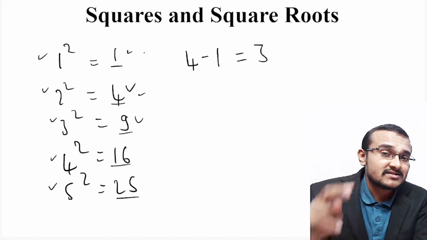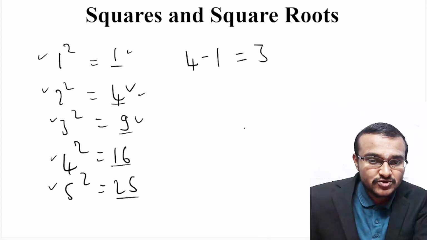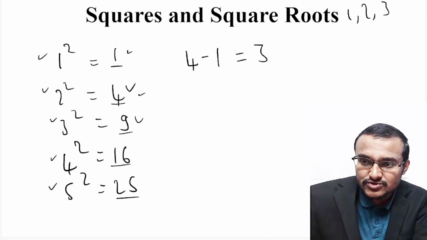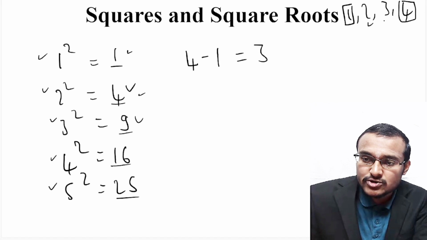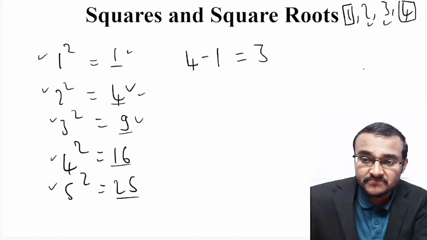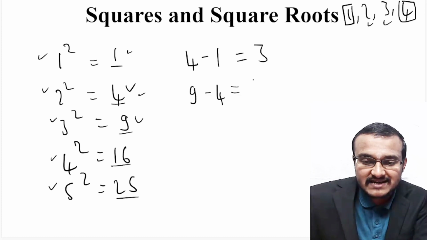So there are 2 and 3 in between these two perfect squares. You can easily see 1, 2, 3, 4. Among 1, 2, 3, 4, 1 is a perfect square and 4 is a perfect square. And there are two numbers left out in between these two numbers. Similarly, if you move on and do 9 minus 4, you will get the answer 5.